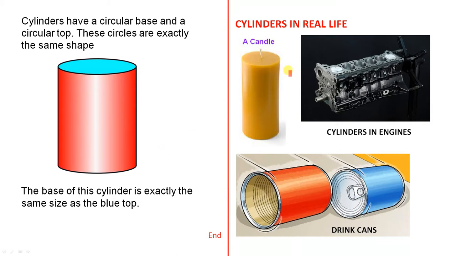And let's look at some cylinders in real life. Here's a candle. And there are some important cylinders there in the engine. That could be an engine for any type of motor car, for example, truck, vehicle, or anything else. And the drink cans also are very, very good examples of cylinders in real life.